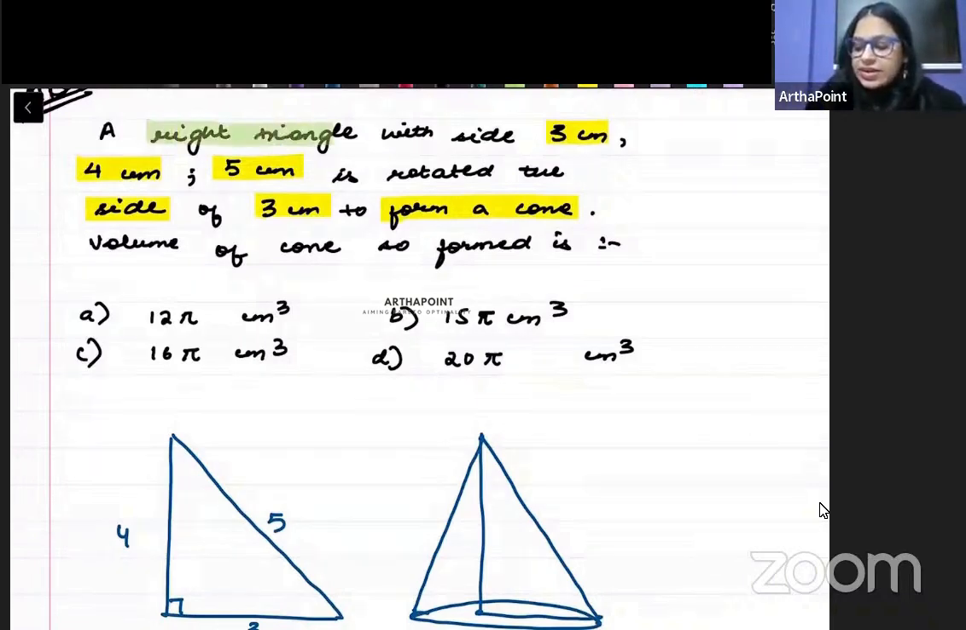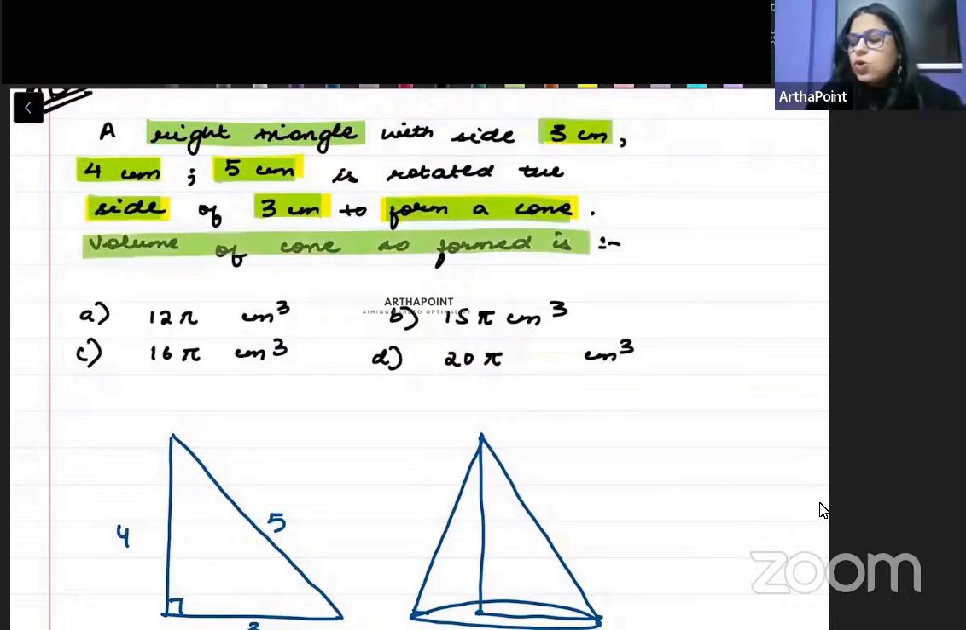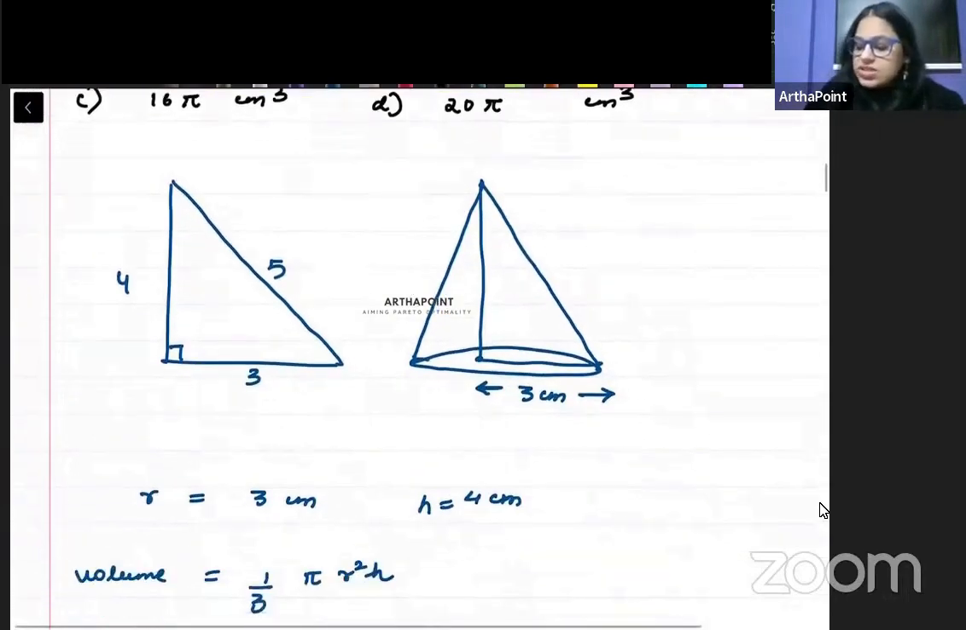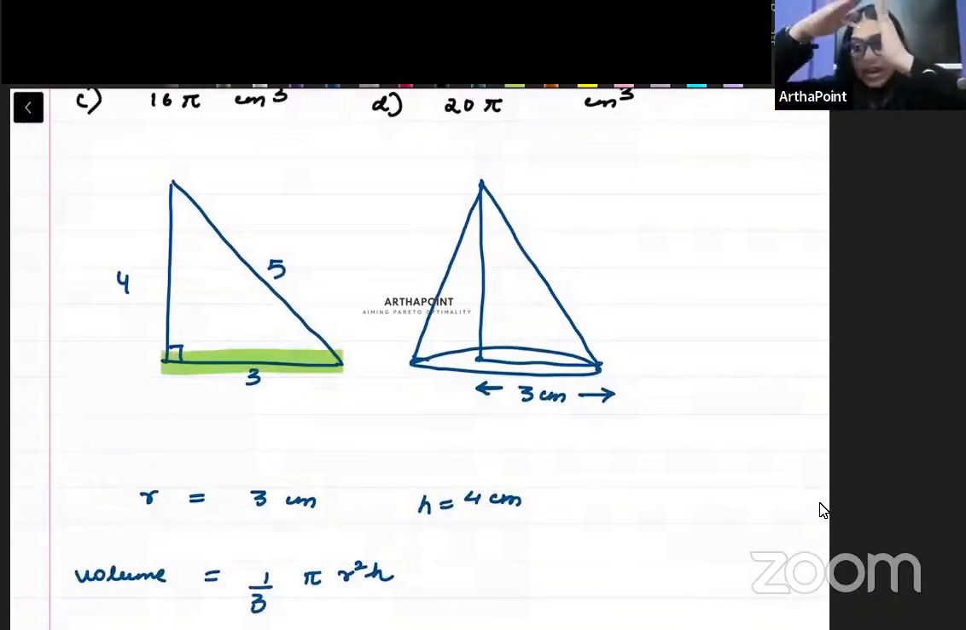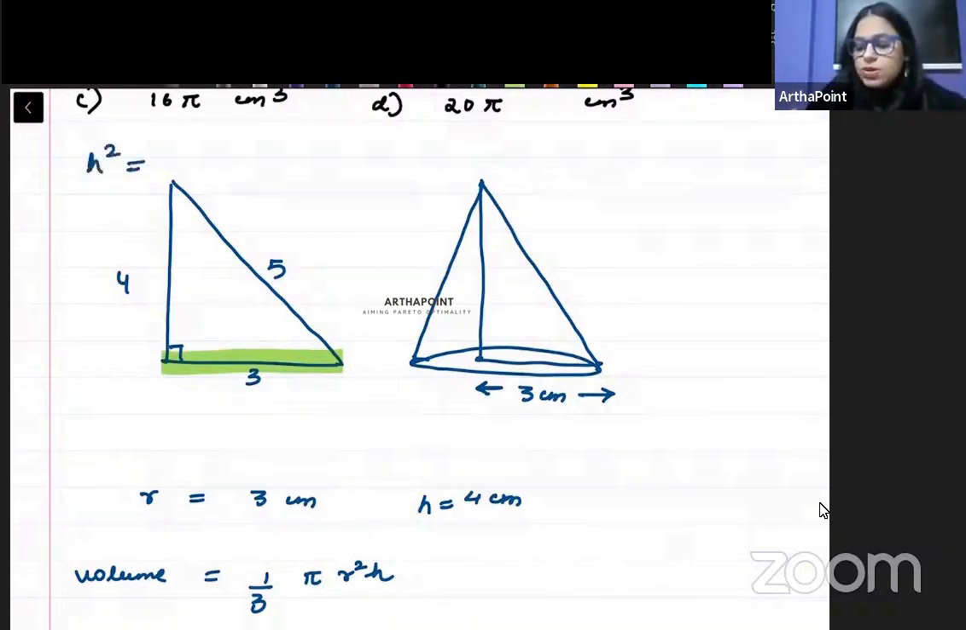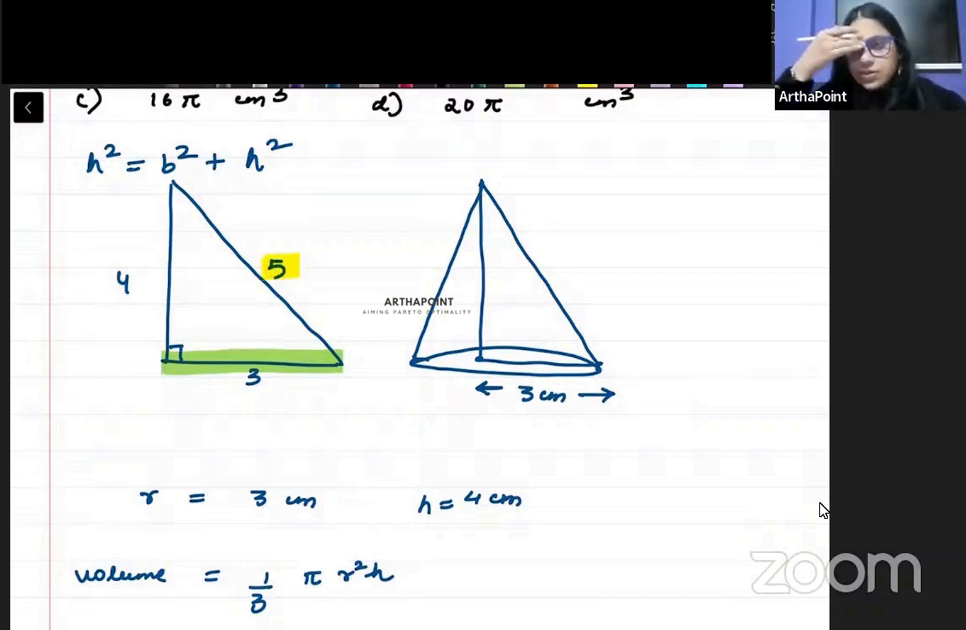You have a right angle triangle with sides 3, 4 and 5, and you are rotating side 3 centimeter and forming a cone. The question is: the volume of the cone formed will be? So this is my 3 centimeter. It's a right angle triangle, so we need to understand that hypotenuse square should be base square plus height square. Hypotenuse is the biggest, so I can't have 5 here. This is common sense, that we will have 5 as the hypotenuse, right?